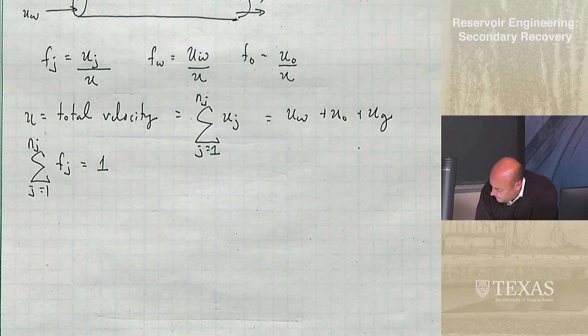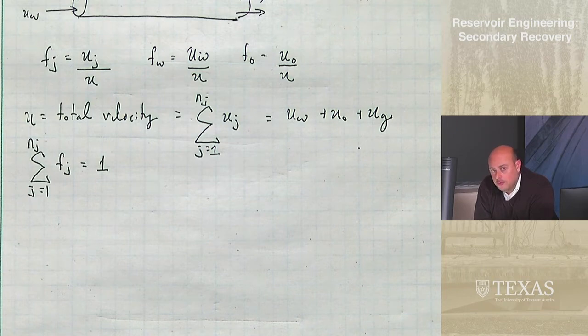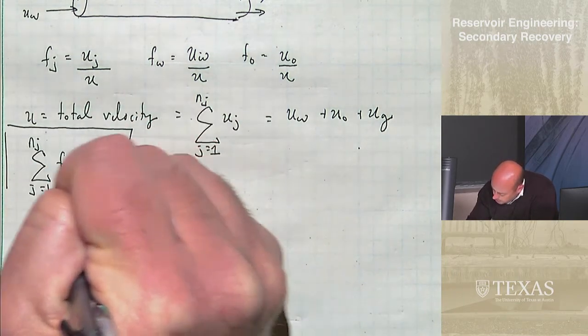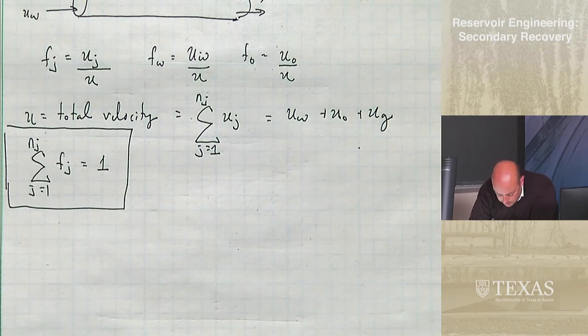That kind of makes sense, right? So let's say the water velocity was 1 and the oil velocity was 2, then the total velocity would be 1 plus 2 is 3. So the fractional flow of water would be 1 divided by 3, 1/3. Fractional flow of oil will be 2/3. Right? So 1/3 plus 2/3 is 1. So this is important. The fractional flow of all phases has to equal 1.